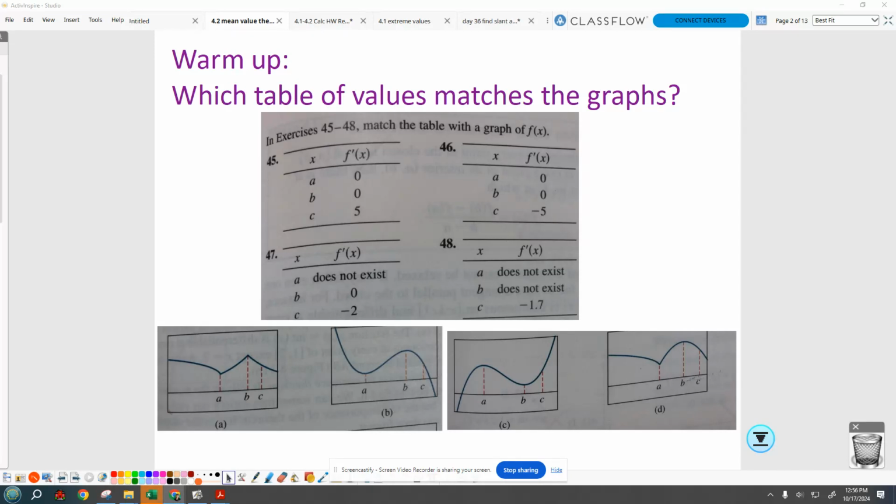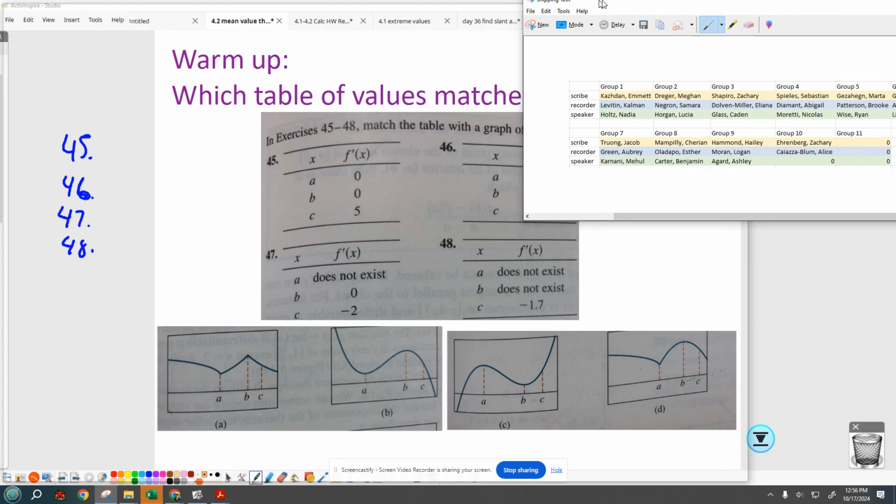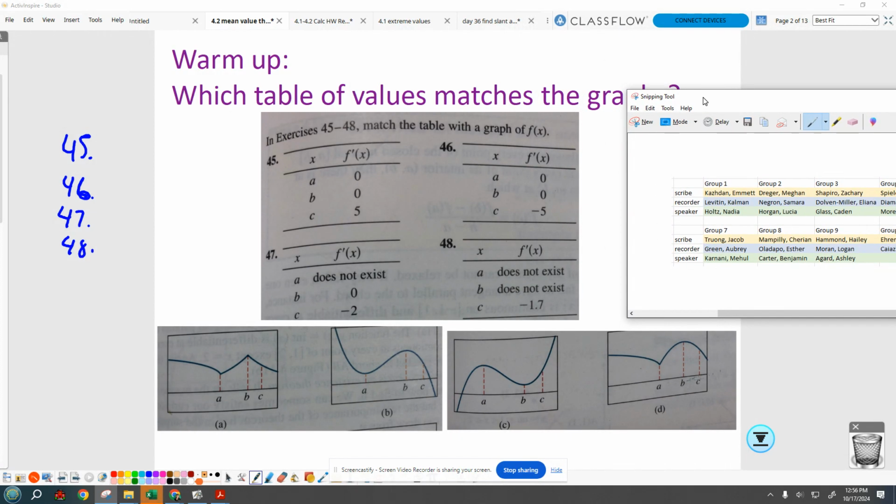Is the recorder. I will bring that page up again. But on that little whiteboard, 45, 46, 47, 48, talk with your partners. Which one is A, B, C, and D? On 45 is C. 46 is B. I think 46 is B, because there's zeros, not undefined.